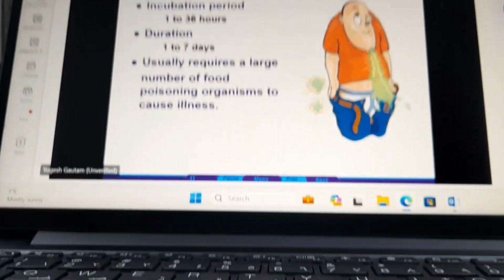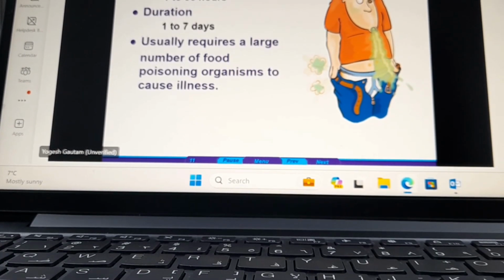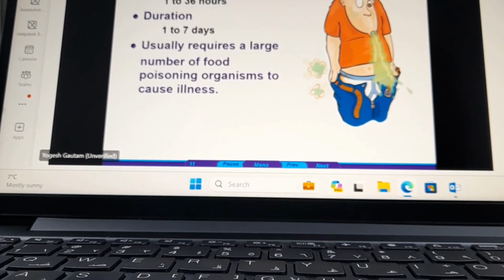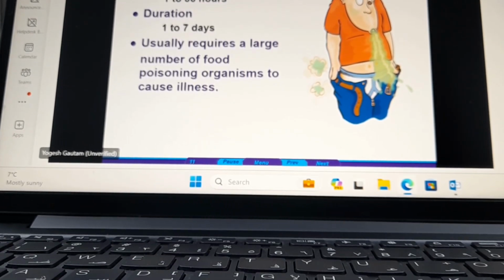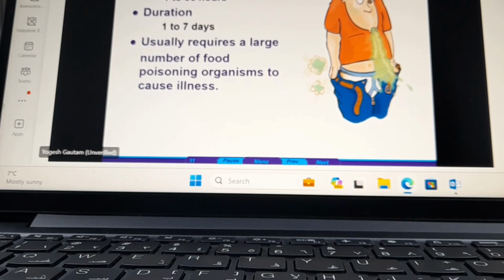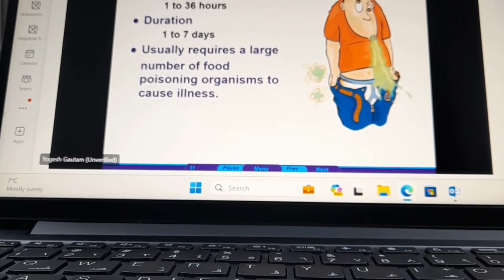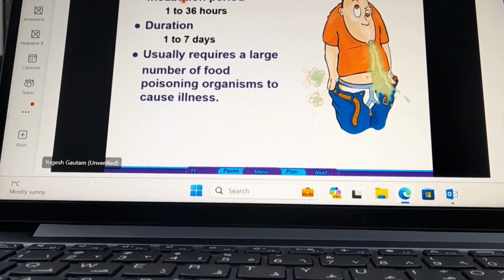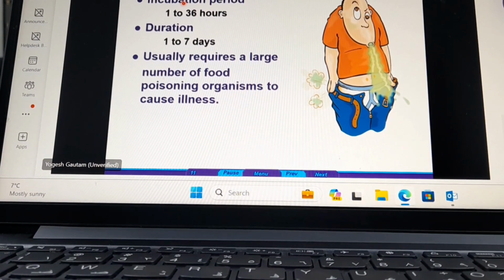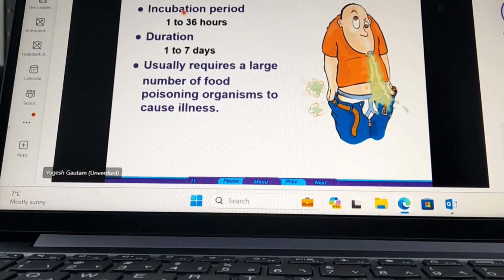The incubation period is 1 to 36 hours. Now, what is incubation period? Incubation period is the onset, like, when you eat the food. You have eaten food now, and that food was contaminated. So, from that time till you get the first symptom. Symptom could be vomiting, it could be cholera, it could be dysentery, it could be loose motions, it could be stomach ache, stomach pain, fever, nausea. Any of these things may happen. So the time from when you have eaten.